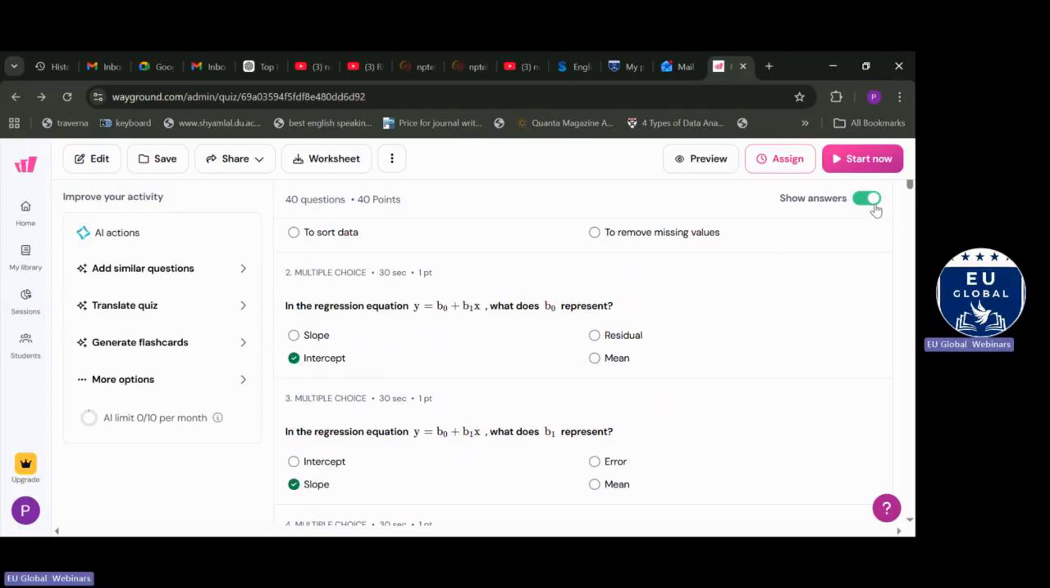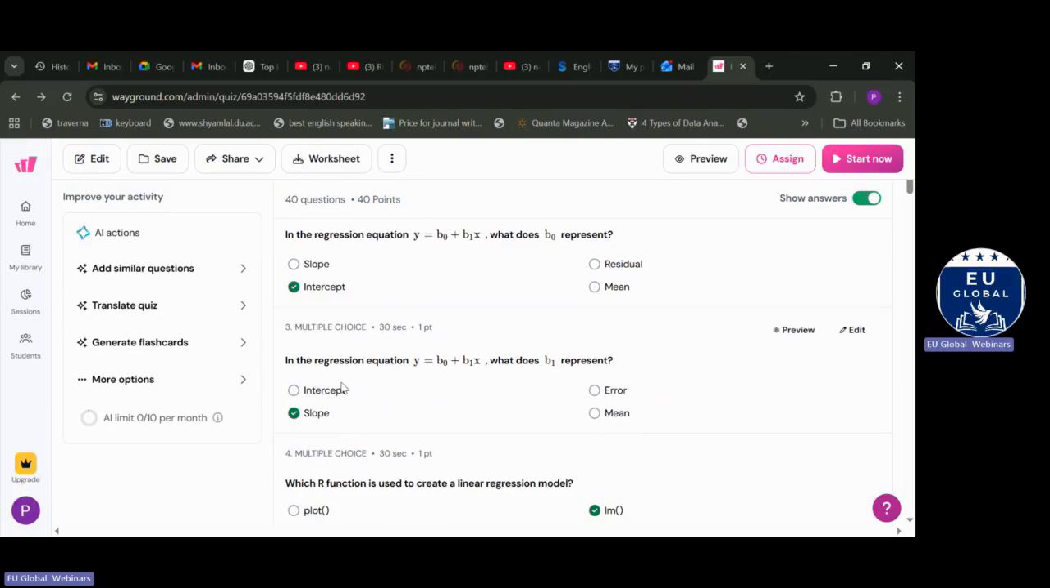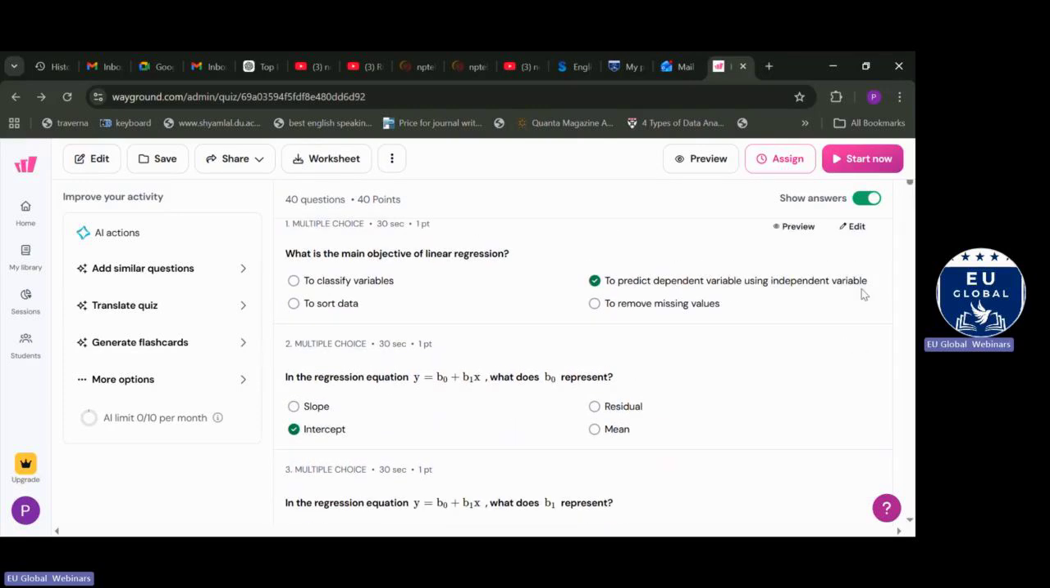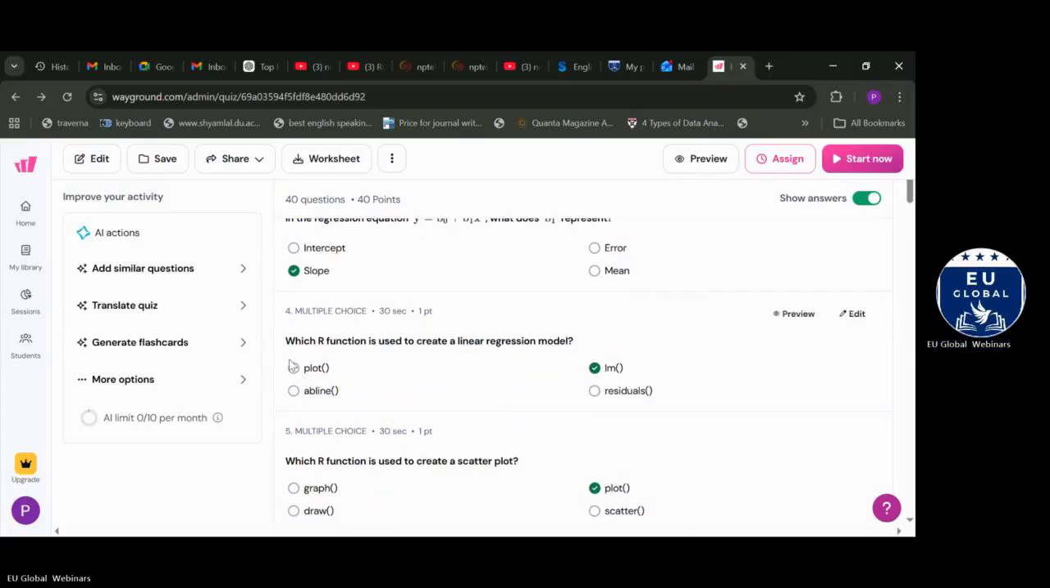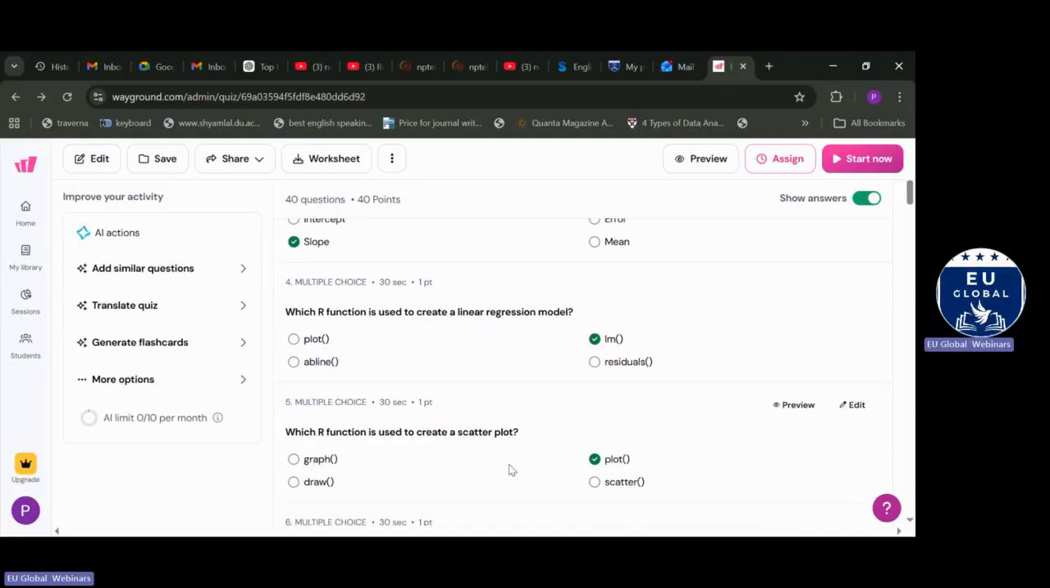So let us show the answers also. In the regression equation, y is equal to b naught plus b1x. So what does b1 represent? b1 represents the slope. Which R function is used to create a linear regression model? The R function is lm, which is linear model, followed by parentheses, and it is used to create a linear regression model.